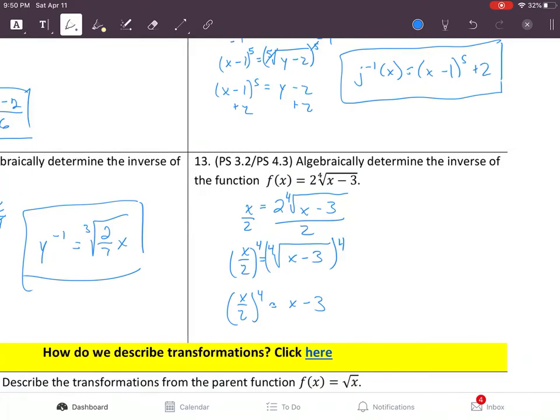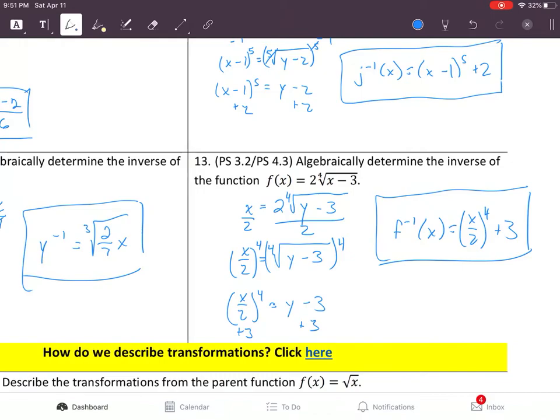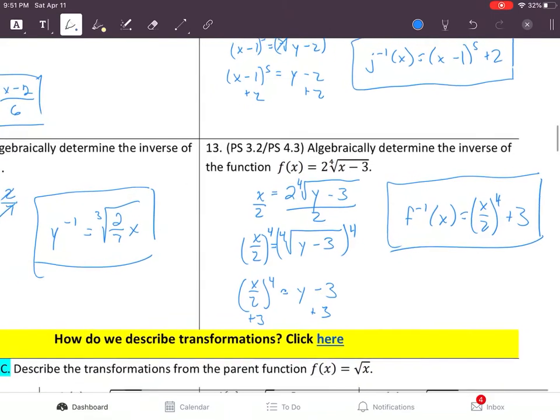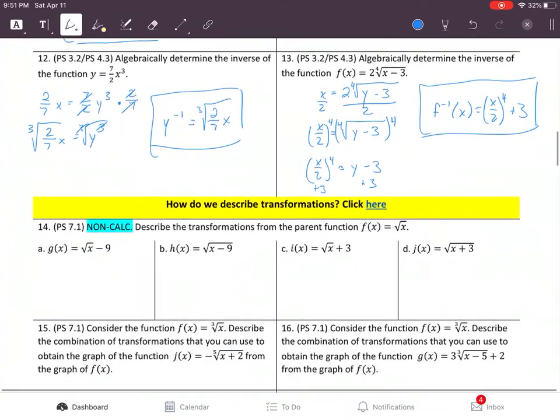Sorry, that should be a y. My apologies, I missed it. Now to get y by itself, we're going to add 3. We can just add 3 to the end. So we're going to get the inverse of f of x is equal to x over 2 to the fourth power and plus 3 at the very end. Okay, and that is how to find the inverse.